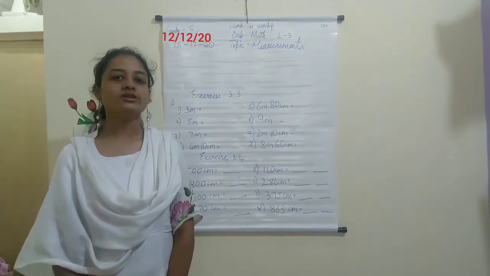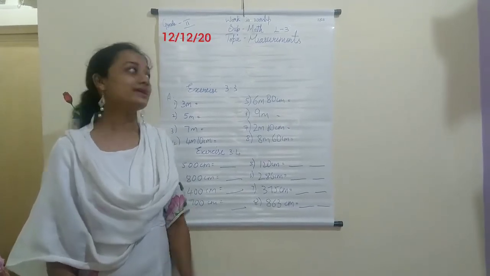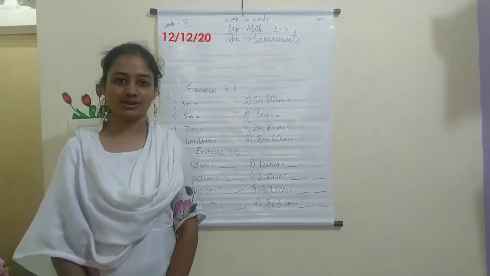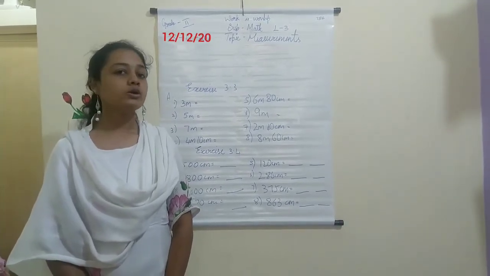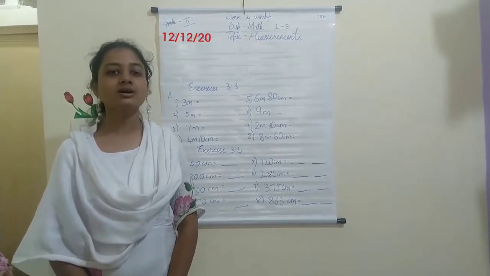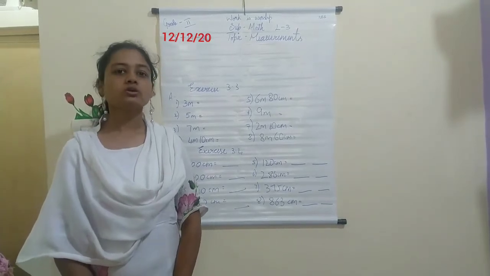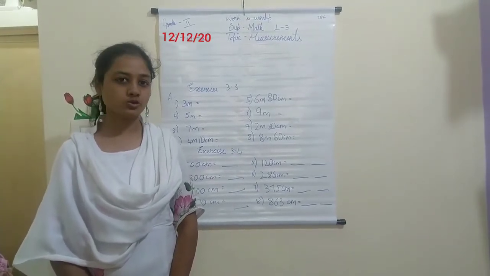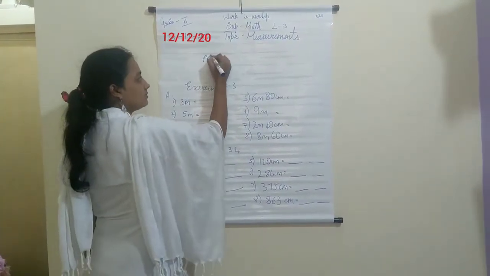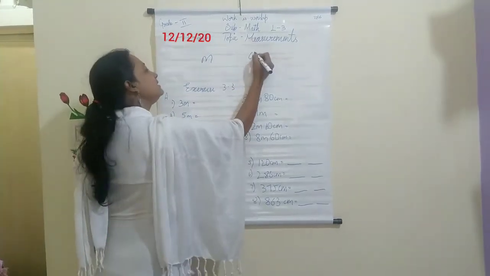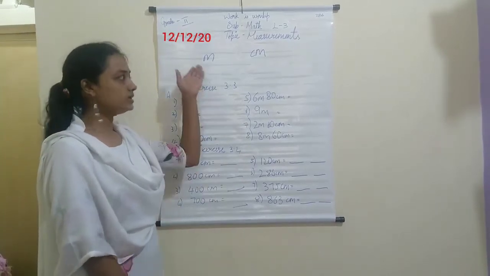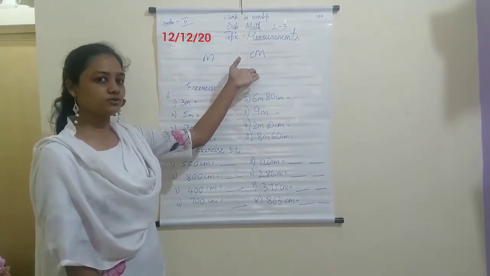In today's video, we'll be learning more about measurement. That is lesson number 3. In your previous video also, you learned about measurements. That is, you learned what we measure and what unit we use to measure the length of objects. So what are the two standard units you use to measure length? That is meters and centimeters.